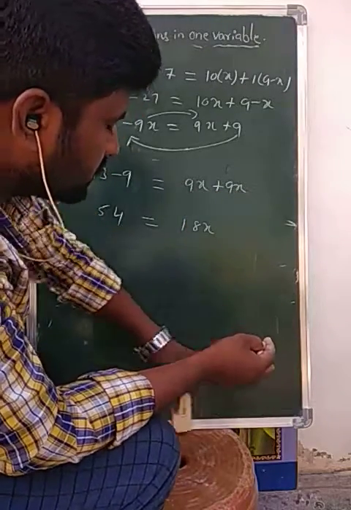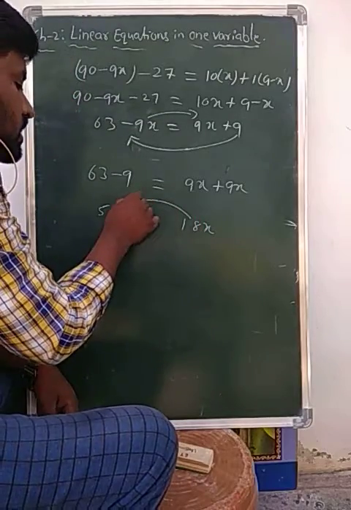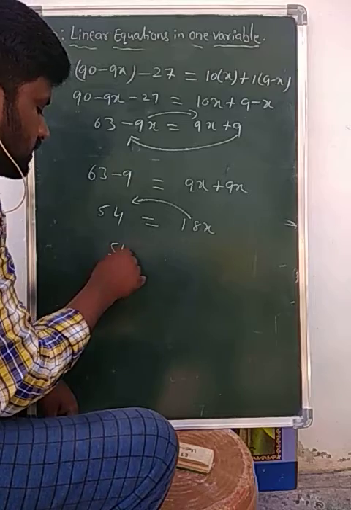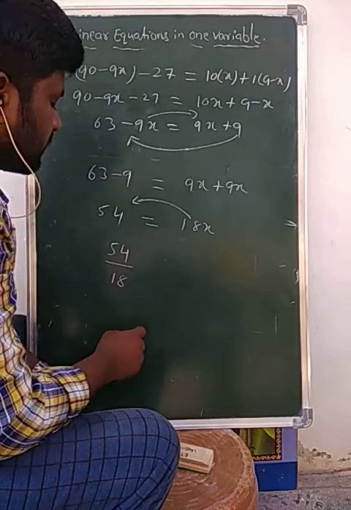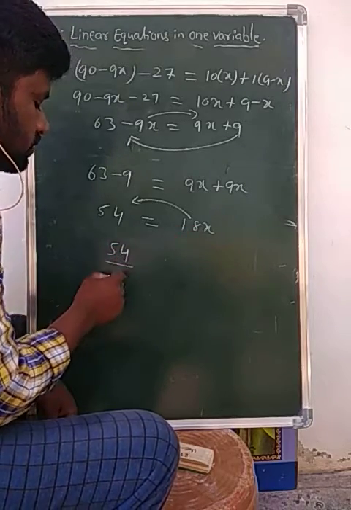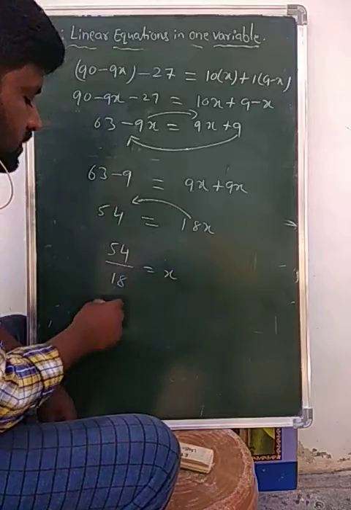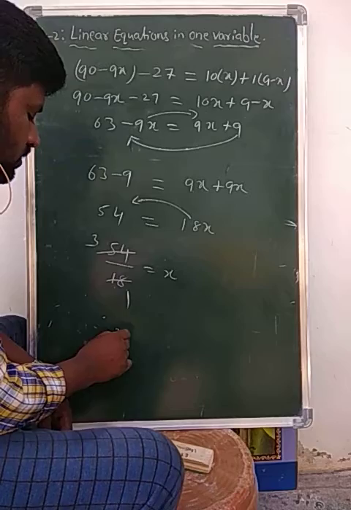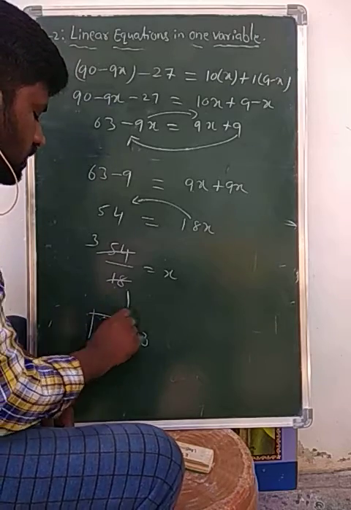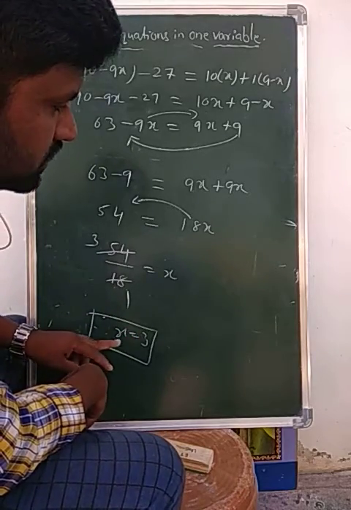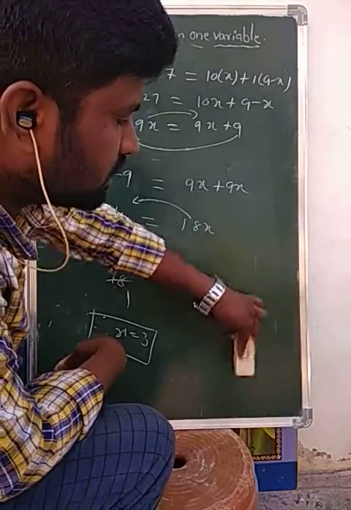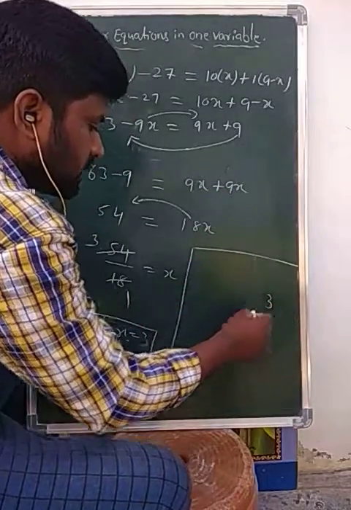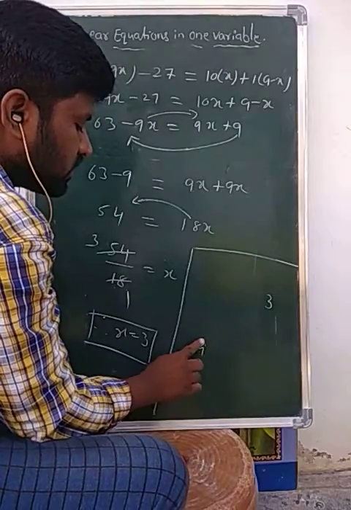Then we can write it as 18 is transposed to LHS side, then 54 by 18, multiplication becomes division, equals x. 18 ones are 18, 18 threes are 54. Therefore x is equal to 3. X is nothing but the ones place digit. So the ones place digit is 3. Then the tens place digit?